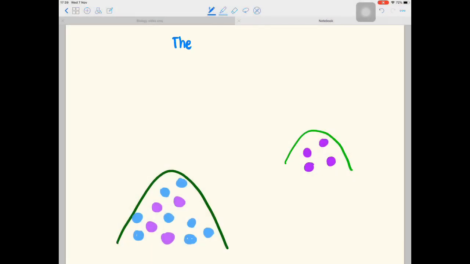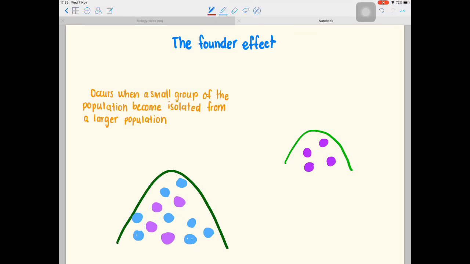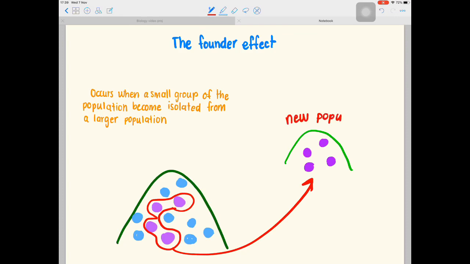Next, the founder effect. The founder effect occurs when a small group of the population becomes isolated from a larger population. We have a large population here in the Big Island, and these individuals have moved to form a new population here. Therefore, this small group of people is the founder of a new population, where the gene pool differs from the parent population.